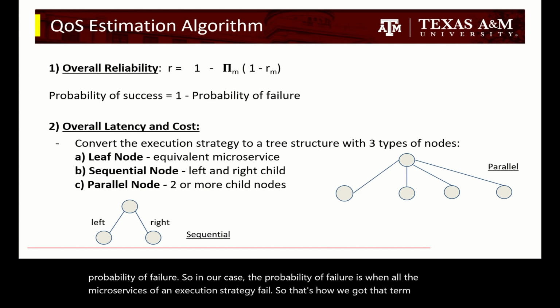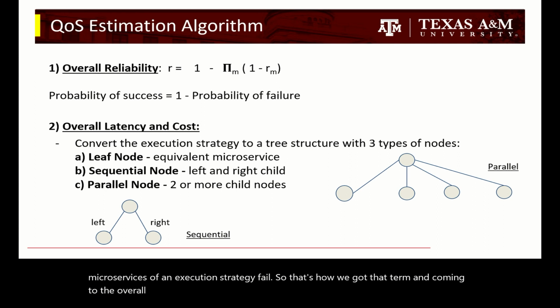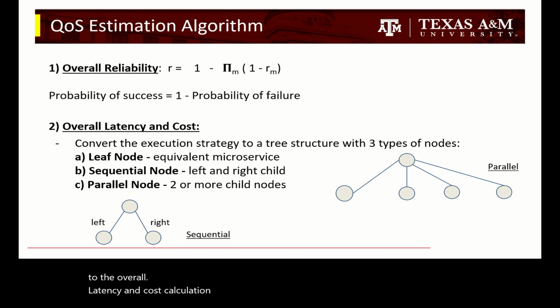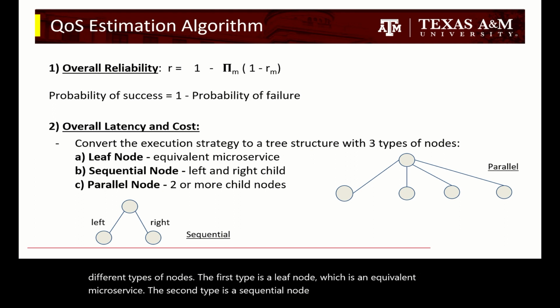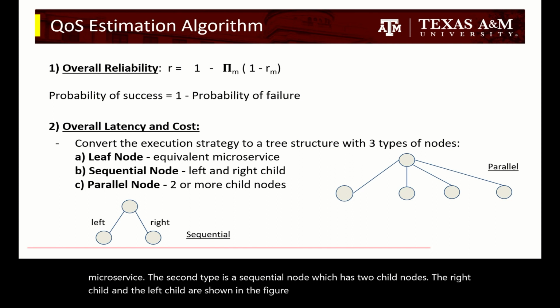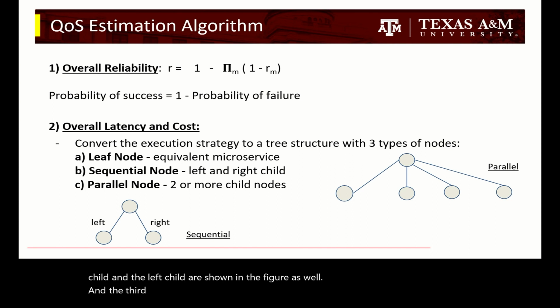And coming to the overall latency and cost calculation, we convert the strategy into a tree structure with 3 different types of nodes. The first type is a leaf node, which is an equivalent microservice. The second type is a sequential node, which has 2 child nodes, the right child and the left child, as shown in the figure as well. And the third type is a parallel node which has two or more child nodes. We also have an example picture here in the slide.